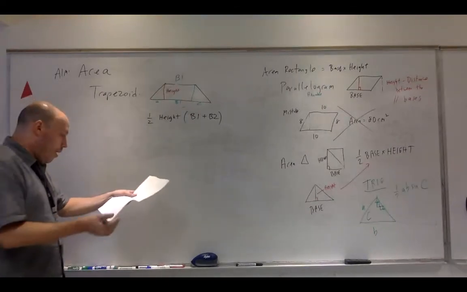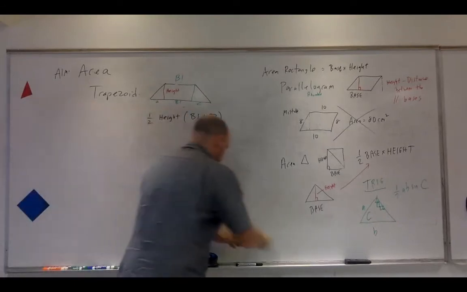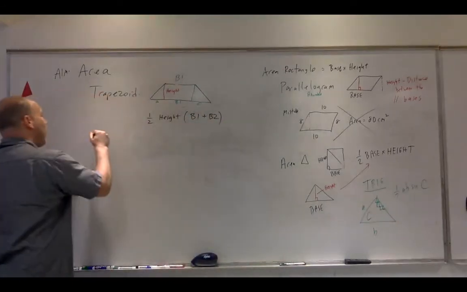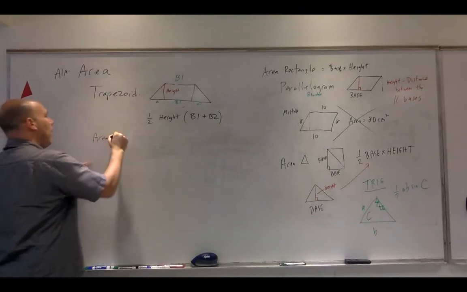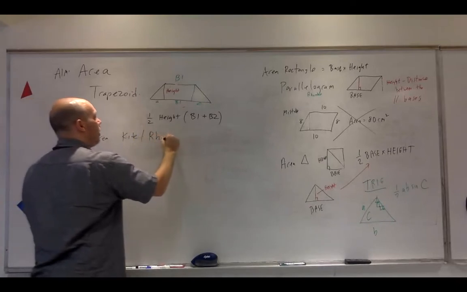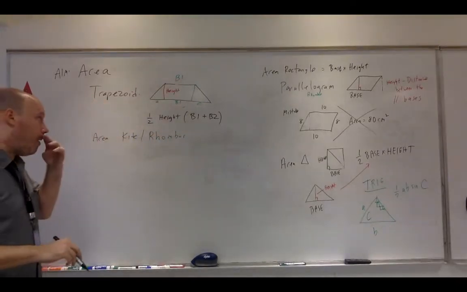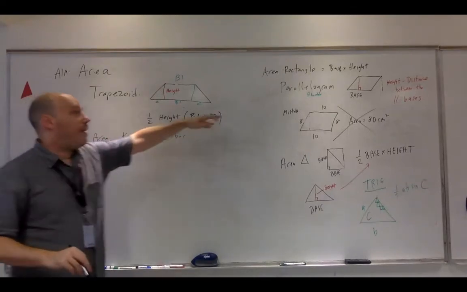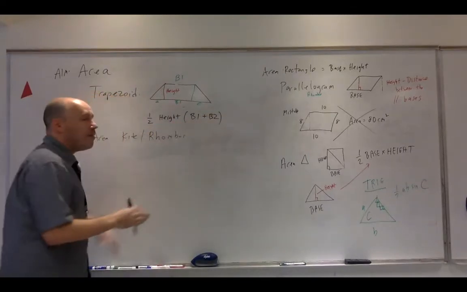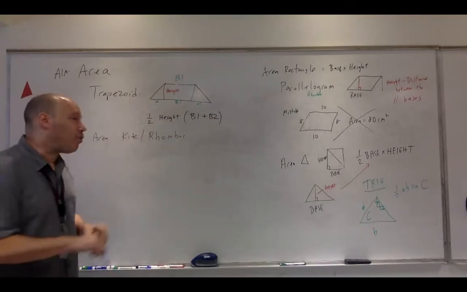The next thing is kind of cool. We want to find the area of the kite and the rhombus. And this is awesome. I love this formula. Now, once again, you could be given a rhombus with the base and the height. But this is really cool. We can find the area based on the diagonals.